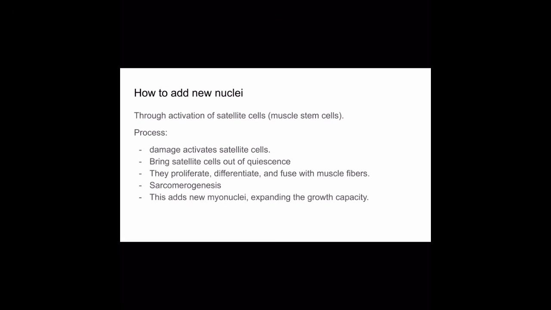So how do you add these nuclei? You're going to have to activate satellite cells. Satellite cells are muscle stem cells. These cells are regenerative, okay? So what's going to happen? You're going to have to cause muscle damage eccentrically. This is going to activate the satellite cell.